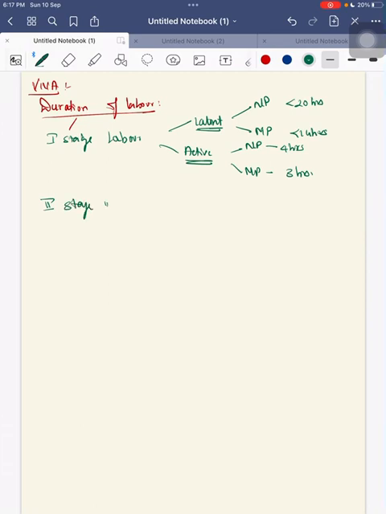And next, for the second stage of labor, for nulliparous women it is 2 hours and for multiparous women it is 1 hour. If the mother has undergone epidural anesthesia, you have to add 1 hour.